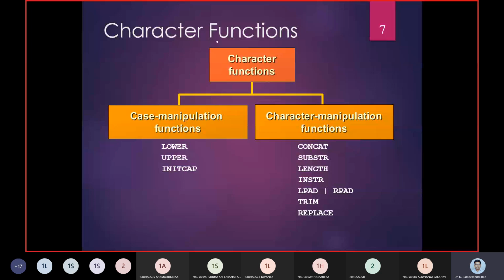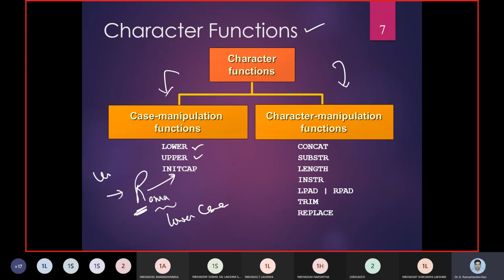Now let us look into the first set called the character functions. Character functions are again divided into case functions, and second, character manipulation functions. If I want to display the characters in lower case, then we will be using the lower function. If we want to display the content in uppercase, then we will be calling it upper. Only the initial character should be uppercase and the remaining in lower case, then we are going to use INITCAP. And if we want to concatenate two or more contents, then we are going to use a concatenate operation.